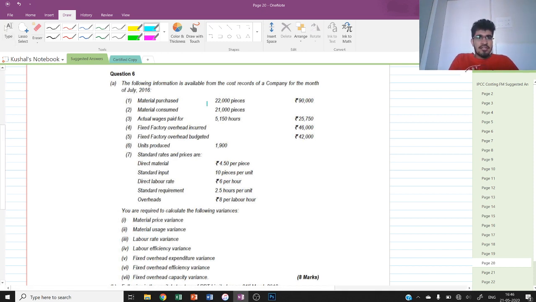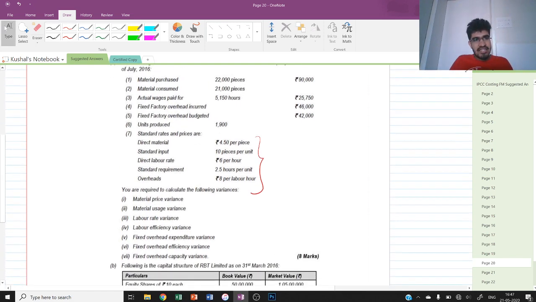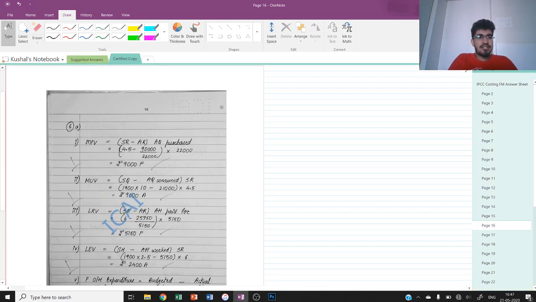The following information is available from the cost records of a company for the month of July 2016. Material purchased, material consumed, actual wages paid, fixed factory overheads incurred, fixed factory overheads budgeted, units produced, standard rates and material prices are also given. You are required to calculate material price variance, material usage variance, labor rate, labor efficiency, fixed overhead expenditure, efficiency and capacity variance. This is also a fairly easy question wherein you have to use the formulae which you have memorized in your classes, and once you memorize the formula you simply have to substitute the figures given in the question. Let's see how I had solved this particular question.